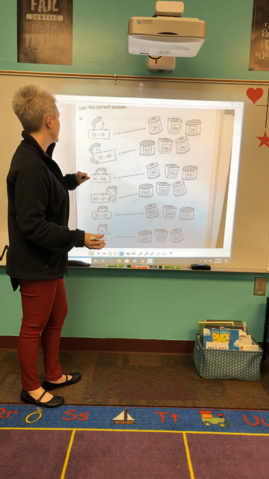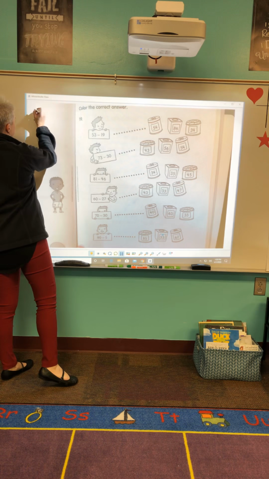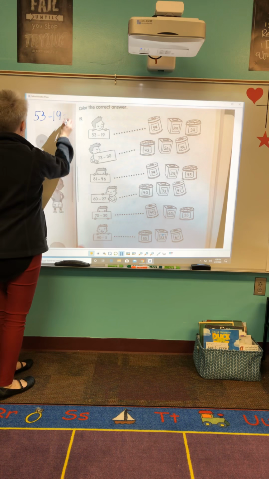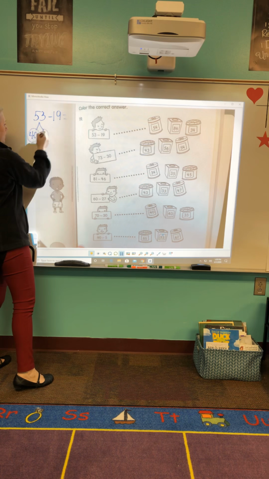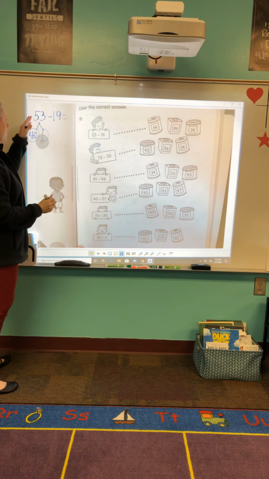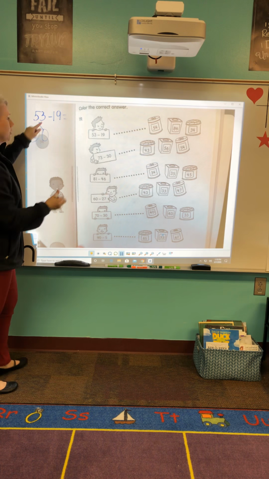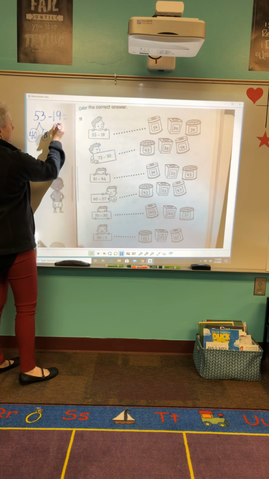53 minus 19. We can do it this way, the way they showed us. We can branch it. Remember that 53 has to become, we bump back a whole 10 and make that 50, a 40. 40 plus what equals 3? Well, we bumped back a whole 10 and we gave it to that 3. So 10 and 3 is 13. 40 plus 13 is 53.